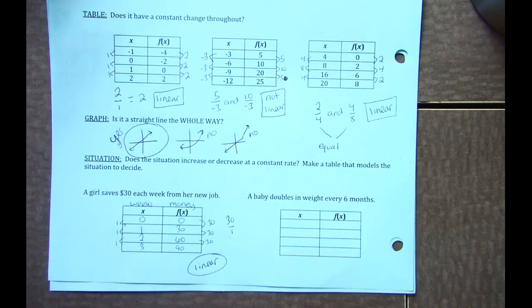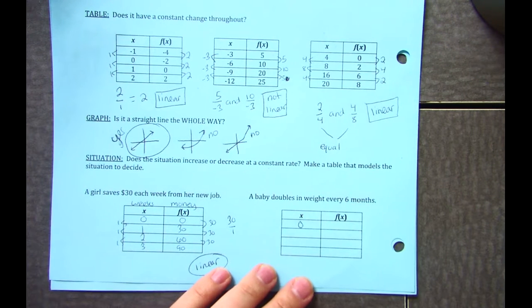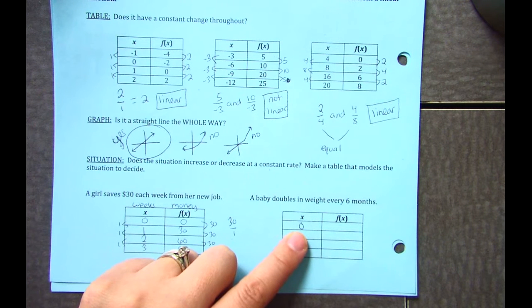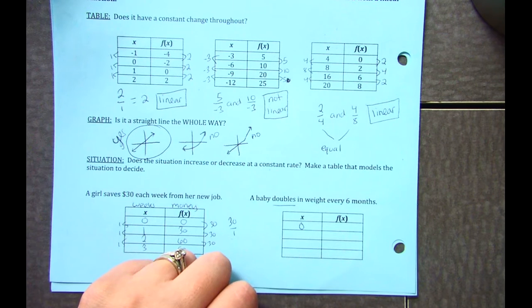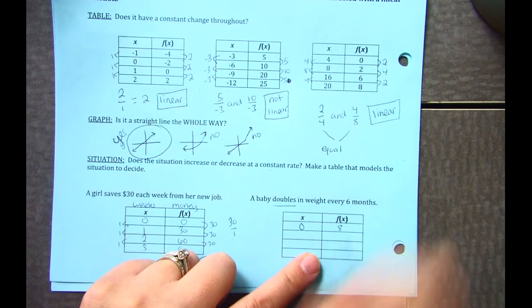Now let's look at this one. It says a baby doubles in weight every 6 months. So for this, we kind of have to have a starting place. I'm just trying to determine if this is a linear situation or not, so I'm just going to think in my head, what if? Because there's not any exact information here about what the baby's original weight was. So I'm just going to make something up and then make sure that whatever I make up is doubling every 6 months. So we have 0, and I'm just going to say that this baby is 8 pounds to start with.